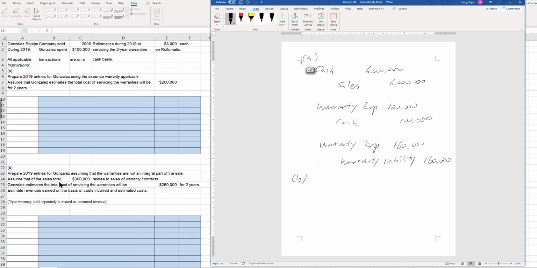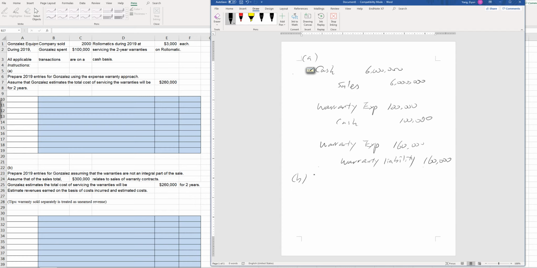Okay, $300,000. It's a service type warranty. So it's signed warranty contracts. So we sold warranties to customers, but we haven't provided service yet. So the $300,000 becomes revenue. Okay. Then the company estimates the total cost for the 2-year warranty will be $260,000. Then estimate revenue earned on the basis of the cost incurred and estimated cost.